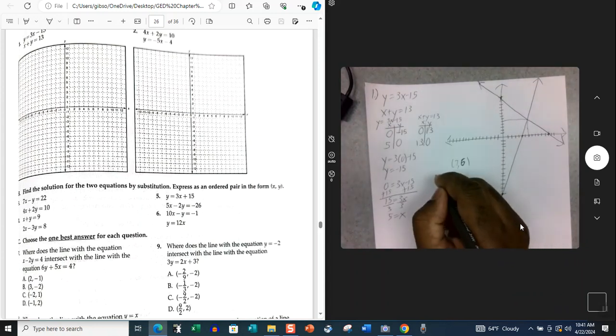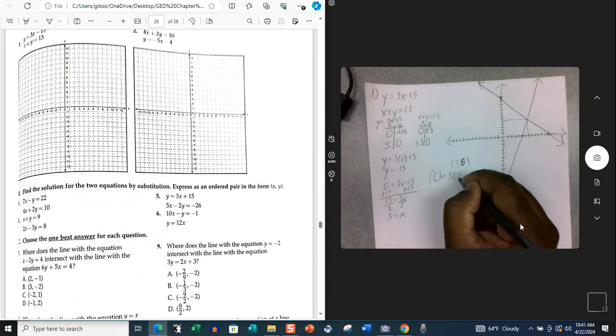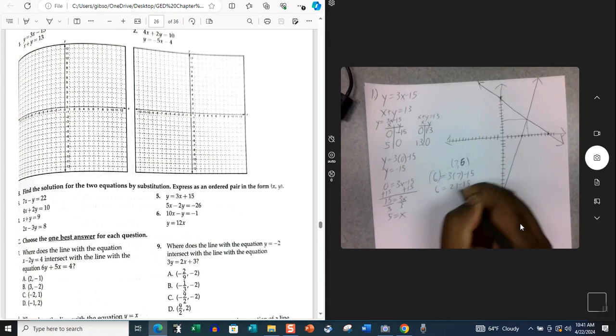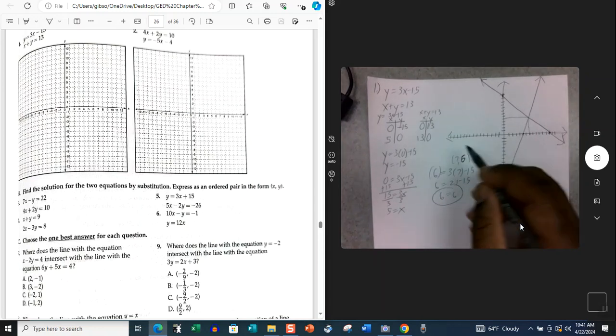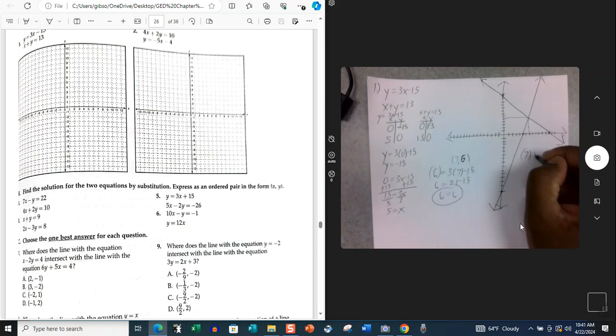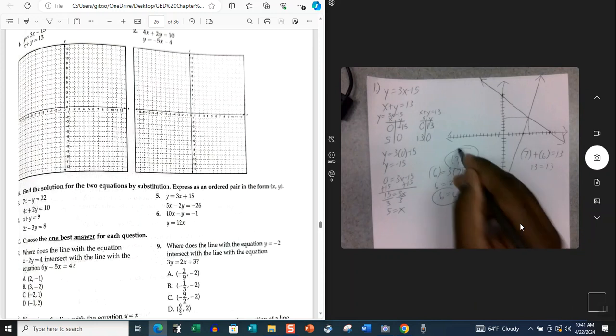So we'll go to the first equation. 6 is equal to 3 times 7 minus 15. 6 is equal to 21 minus 15, and 6 is 6. So that worked for the first equation. Now we go to the second equation. X is 7, y is 6, 7 plus 6 equals 13. So our answer is this 7, 6.